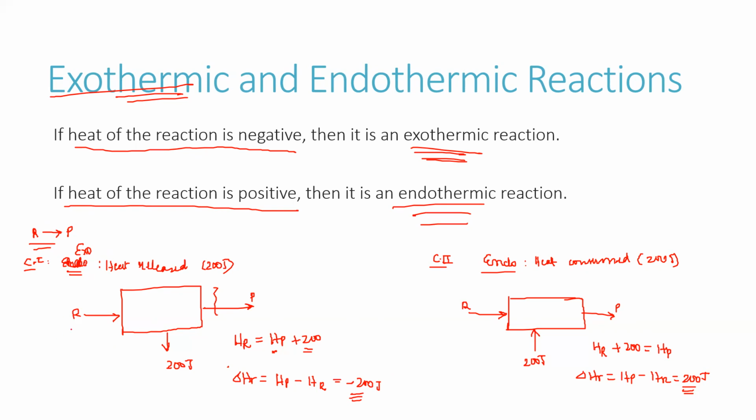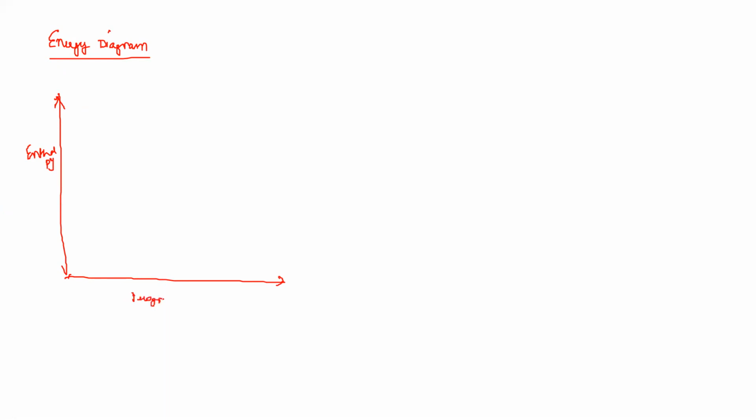All right. Also, for an endothermic and exothermic reaction, if we talk about an energy diagram, or in short, an enthalpy diagram, on the y-axis we are going to have enthalpy, and on the x-axis we are going to have progress of the reaction, right?